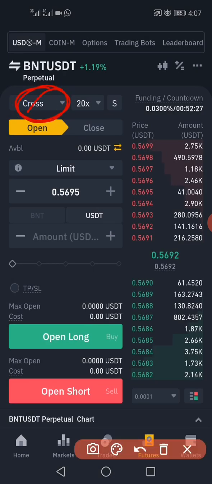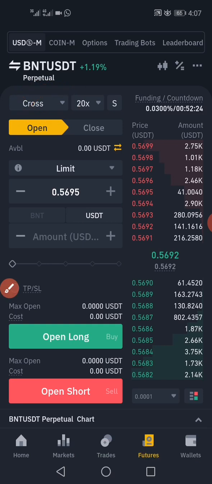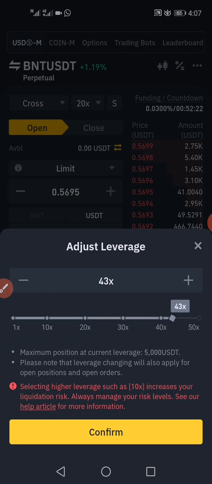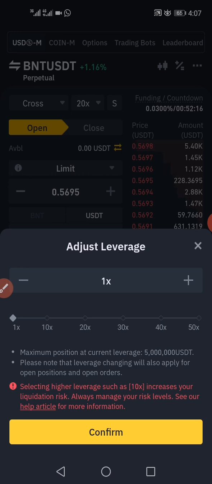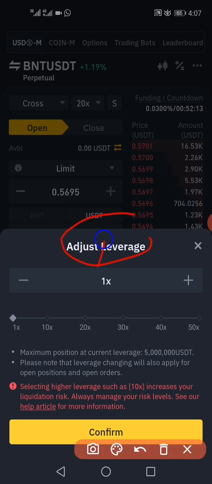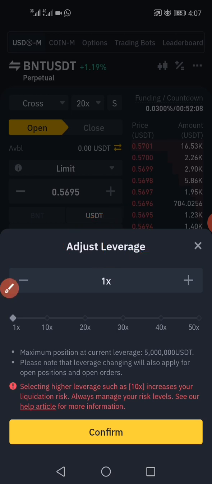Now up here you have 20x, but if I click on it, you see I can drag it up to 50, I can reduce it to 1. This is what we call leverage. Leverage simply means that in futures trading you can use $2 to buy Bitcoin that is 30 something thousand dollars, but in spot you cannot buy Bitcoin with $2. You can only buy with from $10 or so. So what makes you able to buy that Bitcoin is leverage.